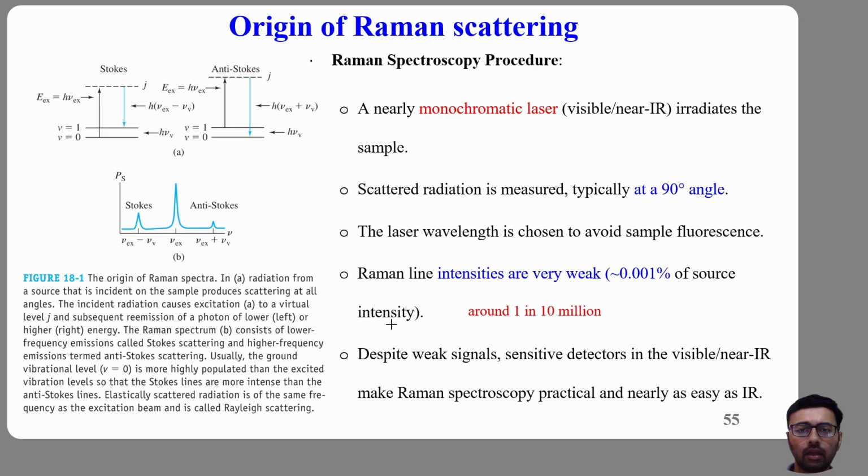Interestingly, the anti-Stokes intensity increases with temperature. Why? Because higher temperatures populate higher vibrational states more strongly. This allows Raman spectroscopy to estimate molecular temperature in some systems.